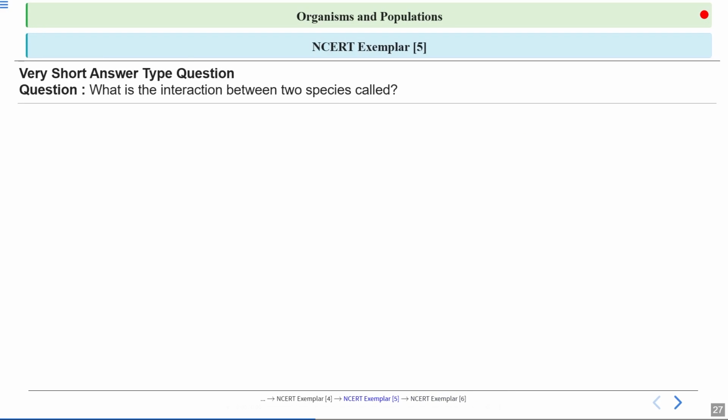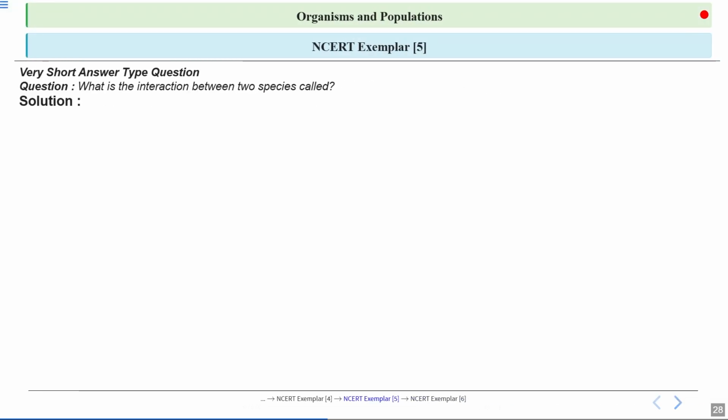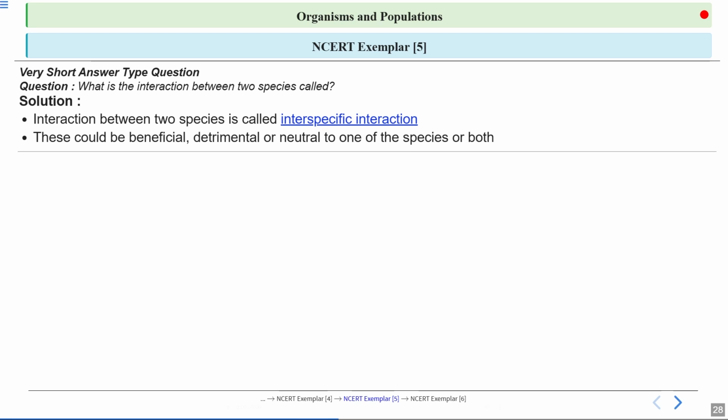Next question, what is the interaction between two species called? Okay, so let's have a look at the explanation. The interaction between two species is called an interspecific interaction. Inter means between and specific refers to species. These interspecific interactions can be beneficial, harmful, or neutral for the species involved.